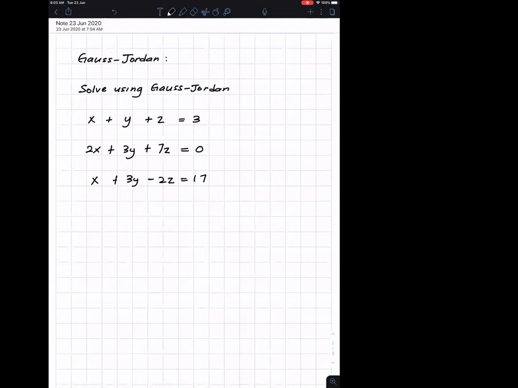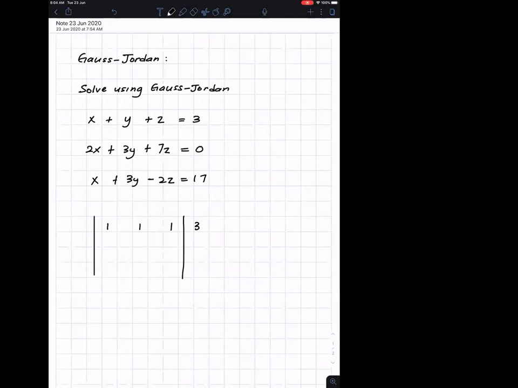Solve using Gauss-Jordan. The first thing you will do is present the information as an augmented matrix. The coefficients of the first row are 1, 1, 1, and then you put a line here. Then you put 3.